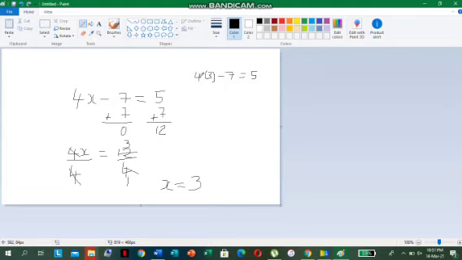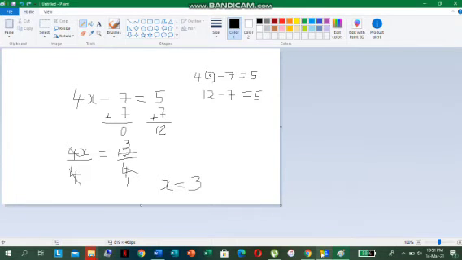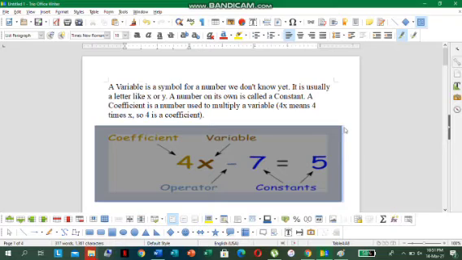Alright, so 3 fours is what? 3 fours is 12. So I put my 12 here and I minus it from the 7. When we minus these two numbers, we will get what? 5. Good. So x is really equal to 3. Alright, so that's how we solve the equation. I hope you understand that. Alright, so let us move on.